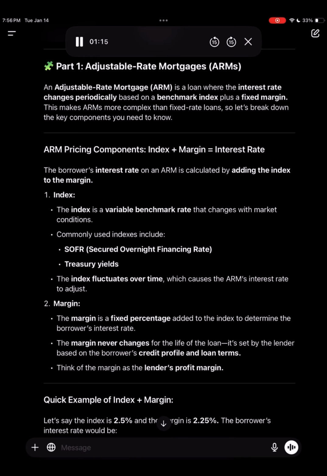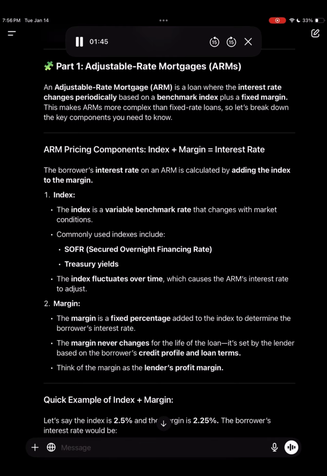ARM pricing components. Index plus margin equals interest rate. The borrower's interest rate on an ARM is calculated by adding the index to the margin. 1. Index. The index is a variable benchmark rate that changes with market conditions. Commonly used indexes include SOFR, Secured Overnight Financing Rate, and Treasury yields. The index fluctuates over time, which causes the ARM's interest rate to adjust.